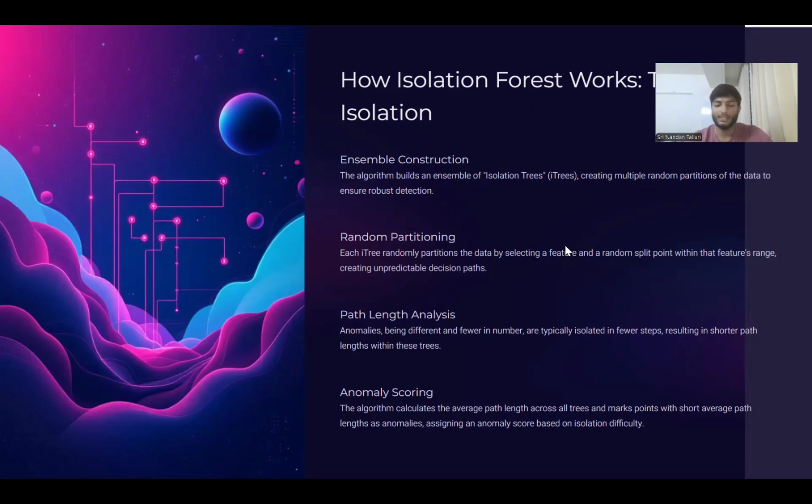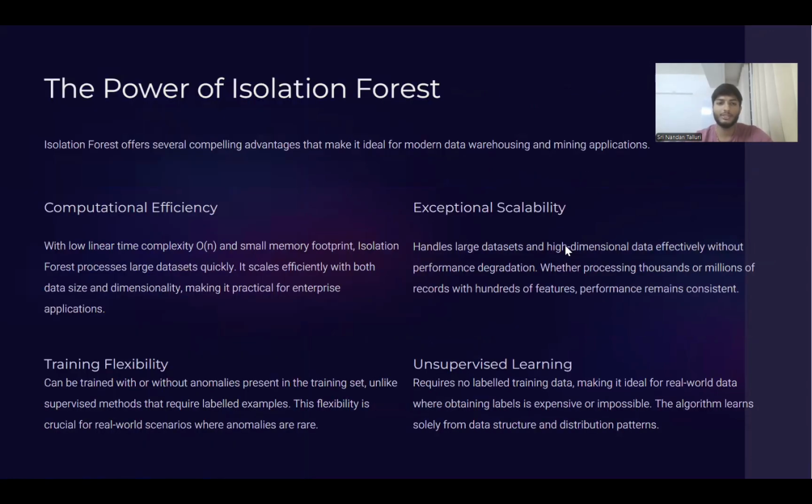Now here's the key insight. Anomalies, because they are different, tend to be isolated very quickly, often in just a few splits. On the other hand, normal points require many splits because they are part of dense regions. This difference in isolation speed is what allows the algorithm to detect anomalies. Now let's move to slide 6.